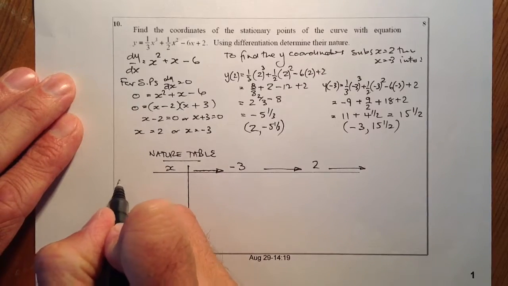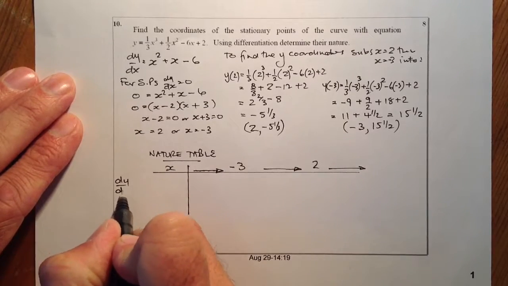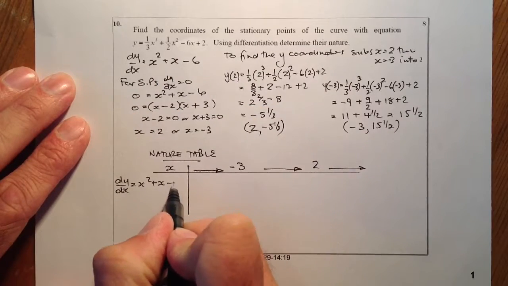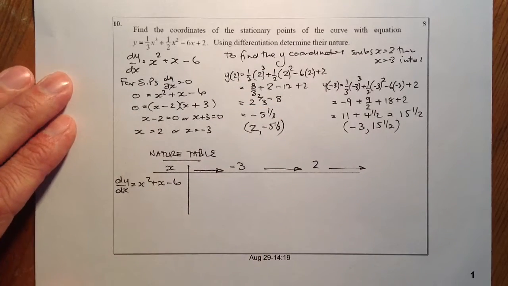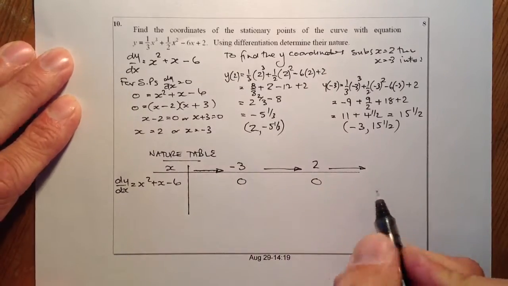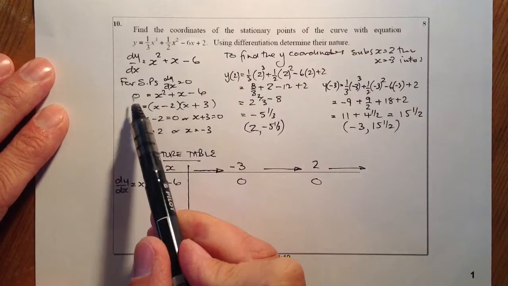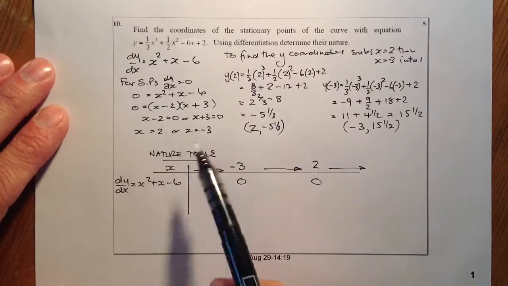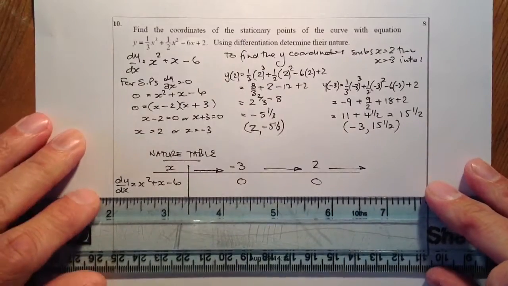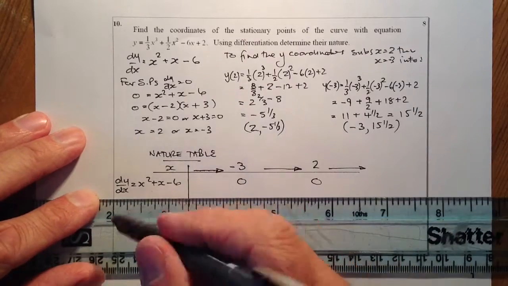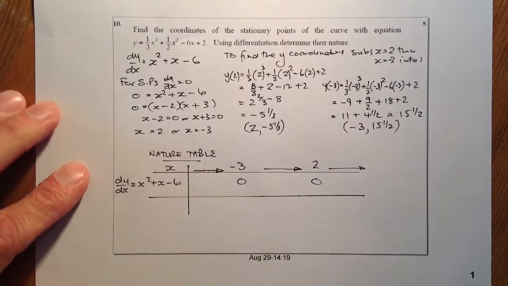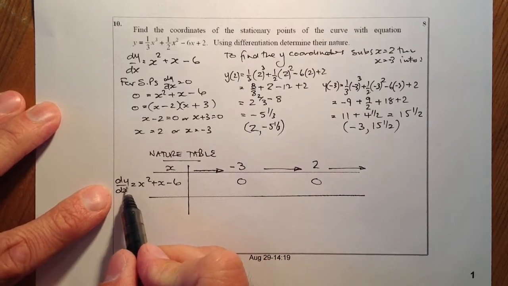And what I've got here is, on my nature table, it'll be the dy by dx, and that'll be x squared plus x minus 6. Okay? And I know that these values here will be 0 because I've already worked that out, and I set it equal to 0 to find these values. Right then, so here we go. Remember, when you set up your nature table, make sure it's dy by dx that you use in here.